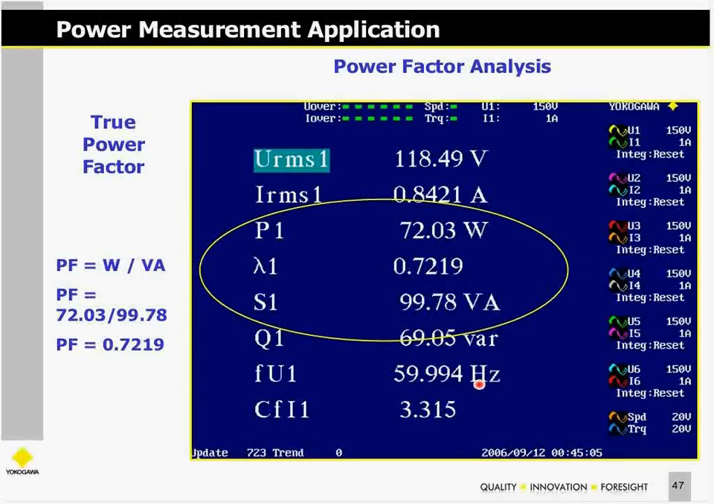Now, here's an example of a true power factor measurement. We've got power measured with our power analyzer at 72 watts. We got the power factor calculation, 0.7219, the VA, 99.78. So if we take these numbers, the watts divided by the VA, mathematically, it comes up to 0.7219. That's basically what the power analyzer is showing. So we do a true power factor calculation.